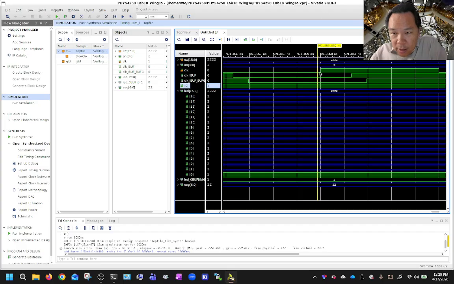So the regular clock went high, and then about 1.3 nanoseconds later, that's when the buffer gets it. And this is when you actually have access to it.